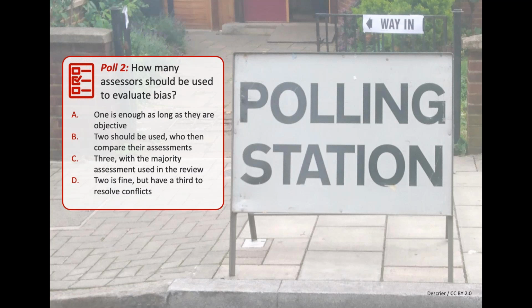Option 3, you think you should have 3 assessors, and then you'll take the majority. If 2 say this, 1 says that, you go with the 2. Or do you think 2 is fine, but then you can have a third one to resolve any conflicts between those 2? So Hala, let's go ahead and launch poll number 2 for everyone.